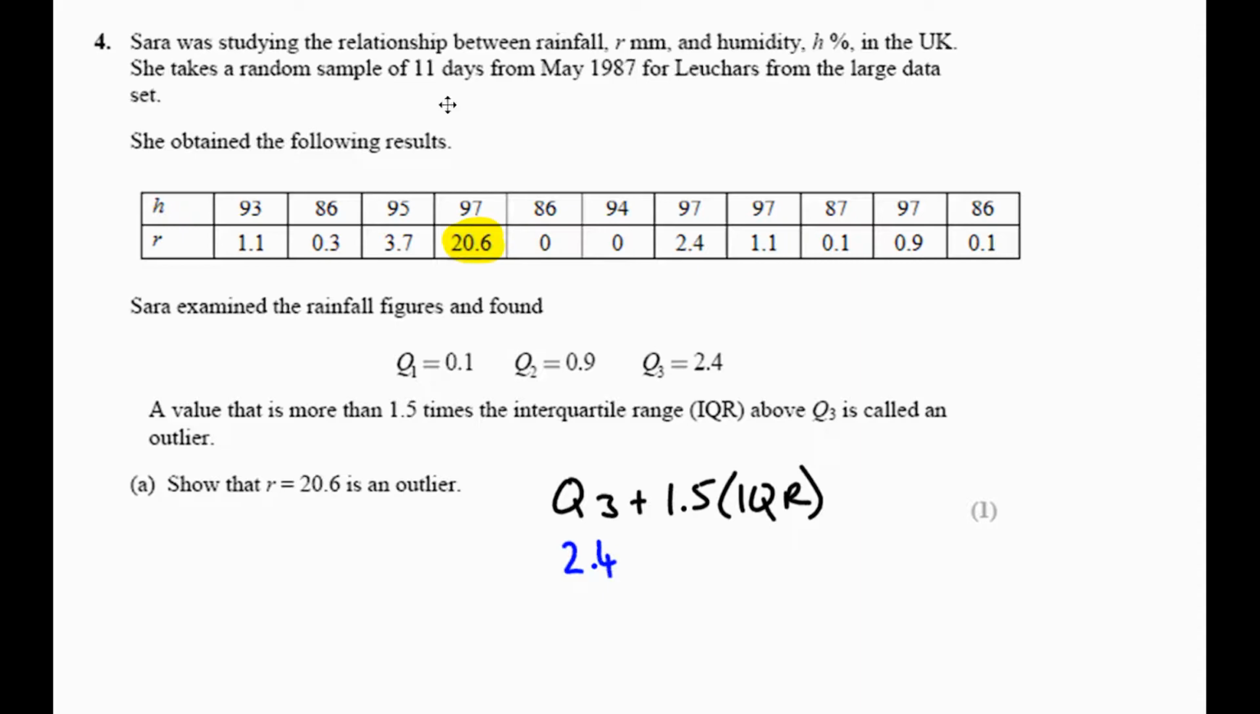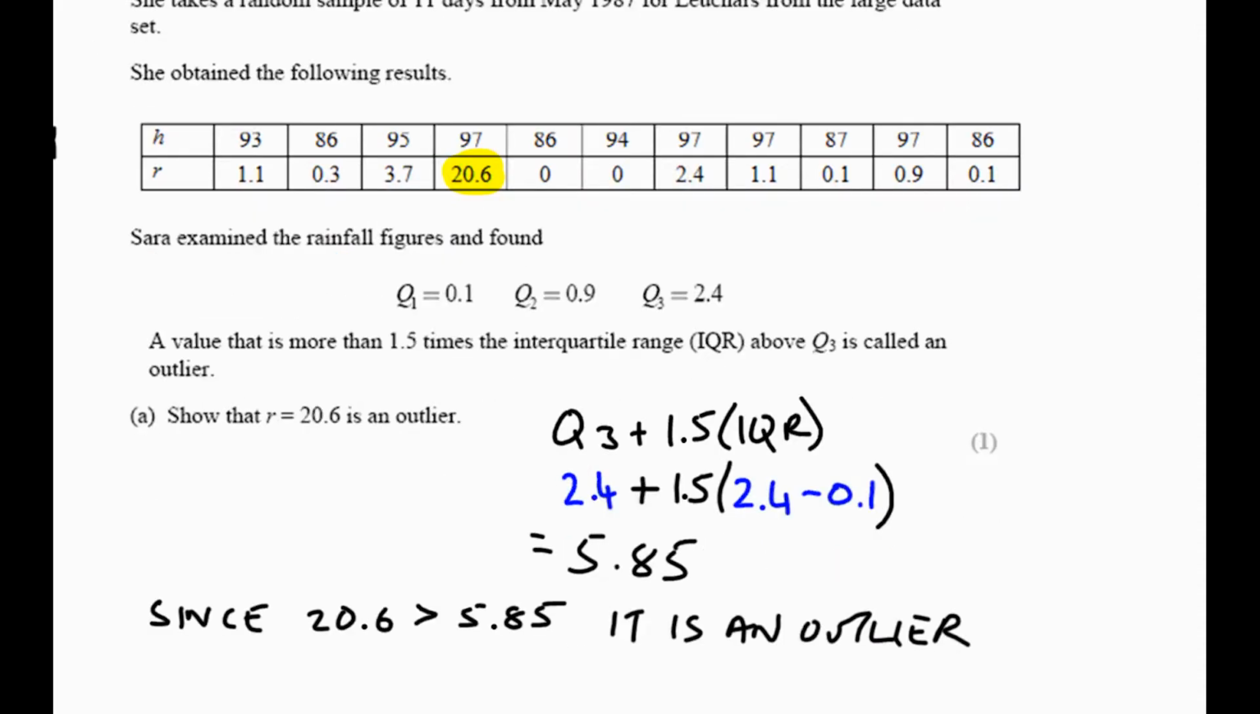2.4 is my Q3. The interquartile range I can find by doing 2.4 minus 0.1. And all of that into the calculator equals 5.85. Okay, so is 20.6 an outlier? Well, it's definitely bigger than 5.85. So since 20.6 is greater than 5.85, it is an outlier.